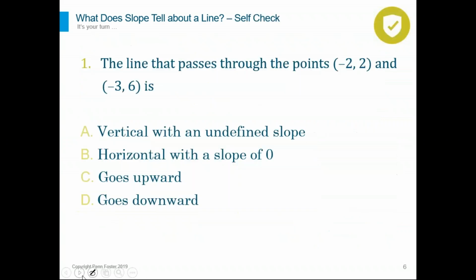Okay, let's do a self-check. If it's your first time here in the webinar, throughout the webinar we give practice questions so you're able to check your understanding of each topic that we go through. So this is one of them. Here's the question. The line that passes through the points (-2, 2) and (-3, 6) is what? So you have 2 points, and we just learned that the slope will give you some kind of a description of the line even if you don't graph the line. What would you do to pick the right description of that line? Is it vertical, horizontal, goes up, or goes down?